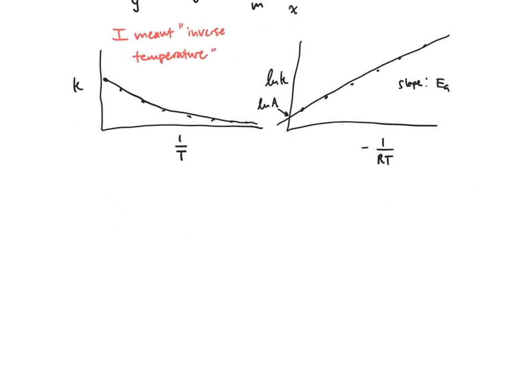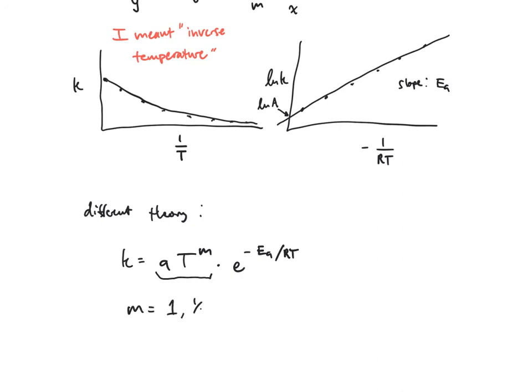However, it's worth noting that there are some more advanced theories that use a modification of the Arrhenius equation. An example of a different theory that uses a slight modification of it is that the rate constant equals A times the temperature of the system raised to some power m, multiplied times e to the negative activation energy over RT. So again, we still have that exponential appearing, but now the pre-exponential factor does depend on the temperature. And different theories will use different values for m. It might equal 1, it might be 1/2, it might be negative 1/2, and that just depends on the theory.